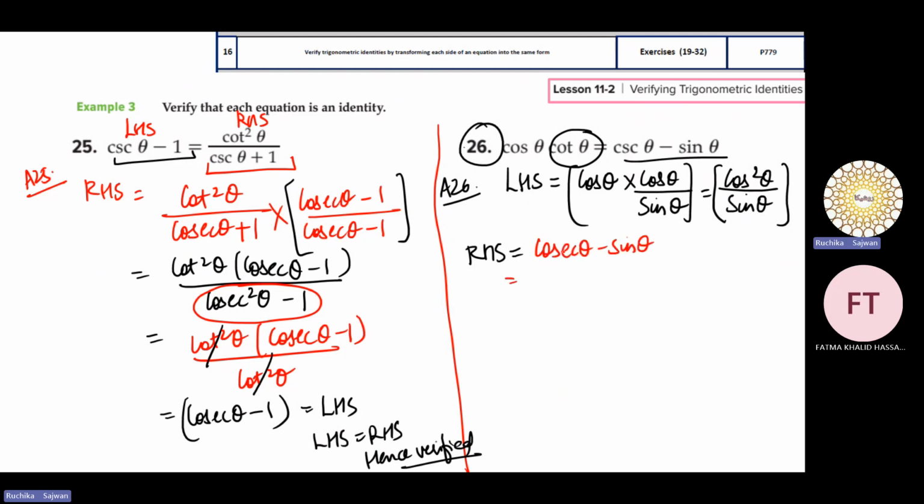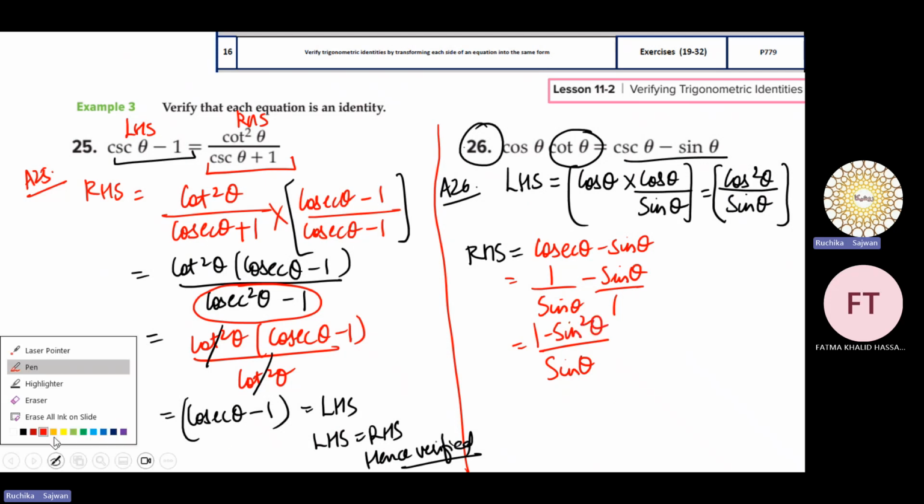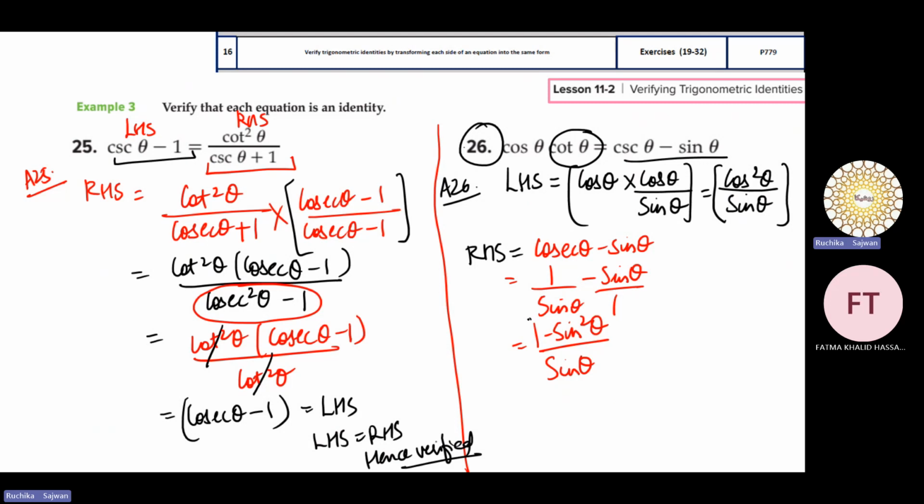So I can use the cosecant theta reciprocal identity. Cosecant theta can be written as 1 over sine theta minus sine theta. Again, I'll take the LCM, which is sine theta, so 1 minus sine square. Looking at the square term, you can easily identify that 1 minus sine square is Pythagorean, converted to cos square.